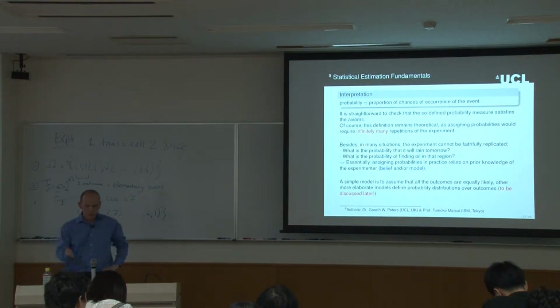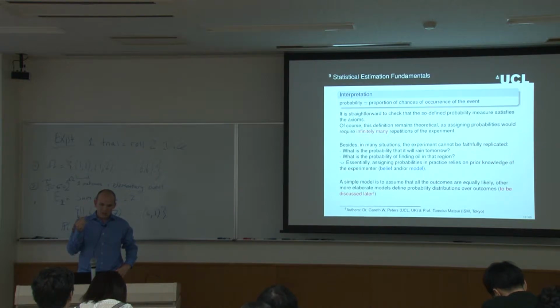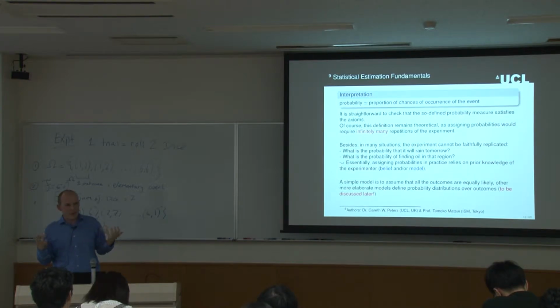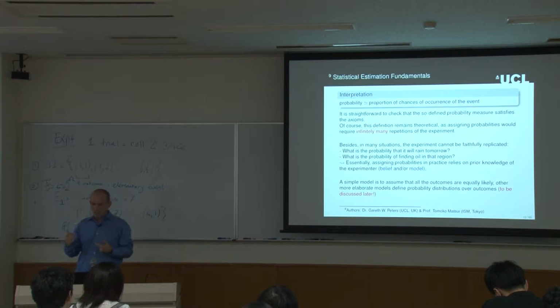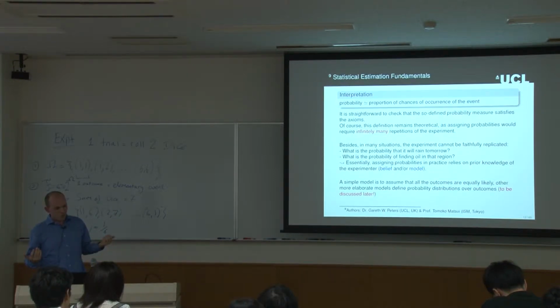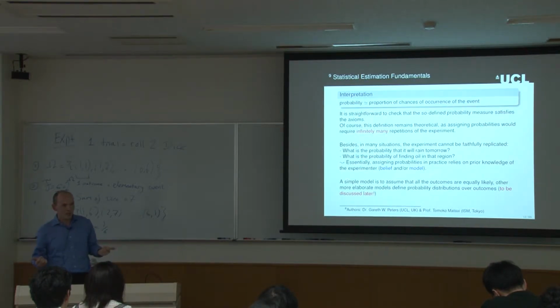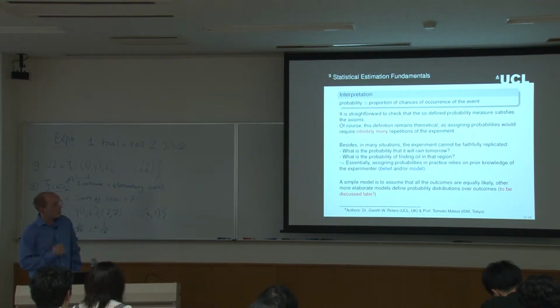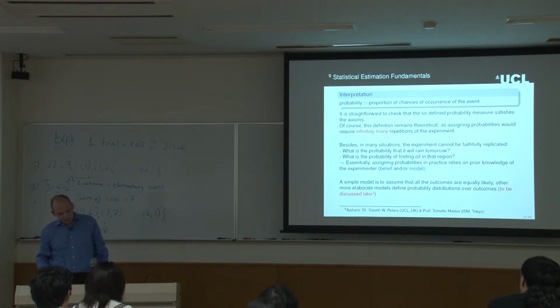But of course there's a problem with this approach, and that's that it's theoretical. We can't do an infinite number of repetitions of any experiment. And in fact, many experiments can't actually be replicated at all. So what's the probability it will rain tomorrow? We can't replicate that more than one time, let alone an infinite number of times. What's the probability of finding oil in this particular area on the map? So essentially, assigning probabilities in practice relies on prior knowledge of the experimenter, so some subjective beliefs, and/or some assumed model of the probability distribution.